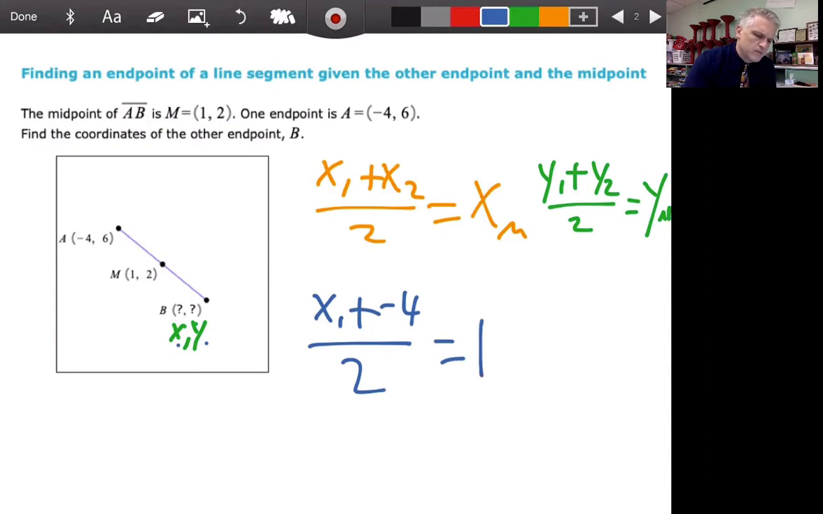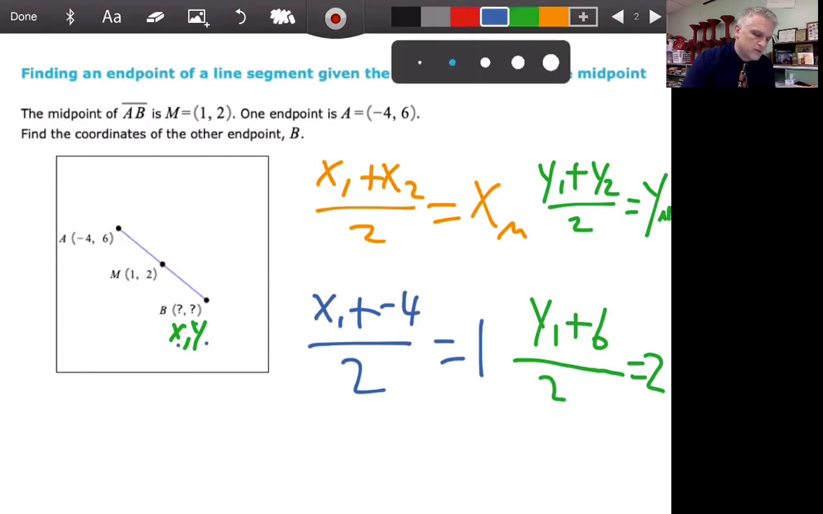Meanwhile, let's go right over to the y coordinates. Again, this y coordinate is what we want. They didn't give it to us. Plus y2, which is the other endpoint's y coordinate, or 6, divided by 2 equals the y coordinate of the midpoint, which is 2. Well, now it's simple algebra 1 stuff.